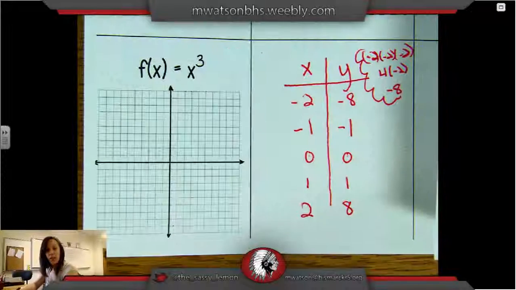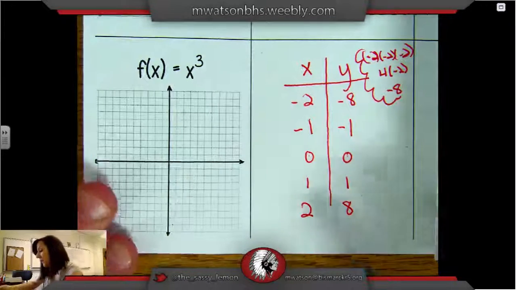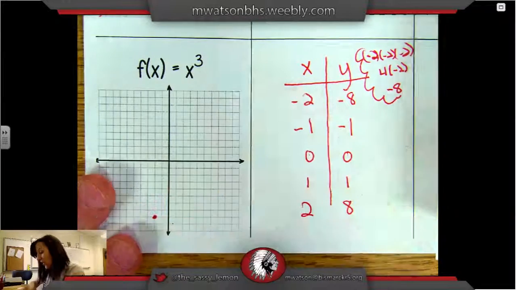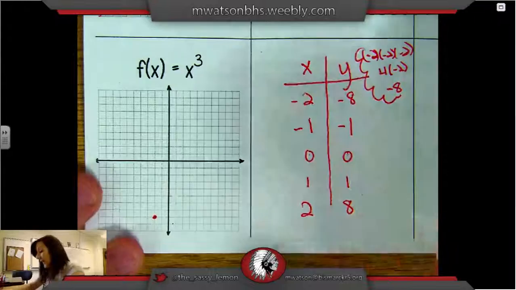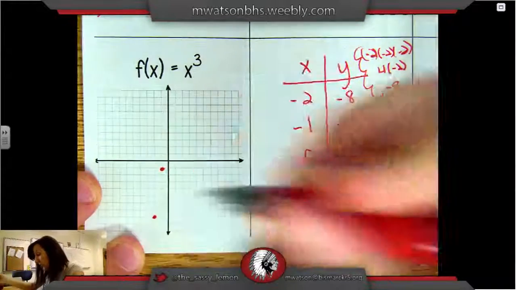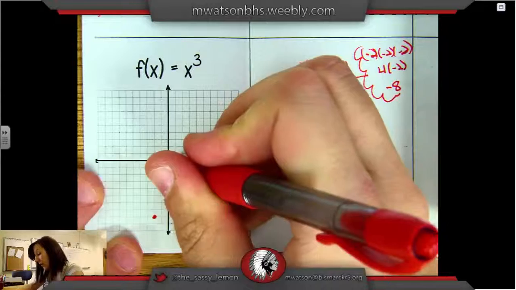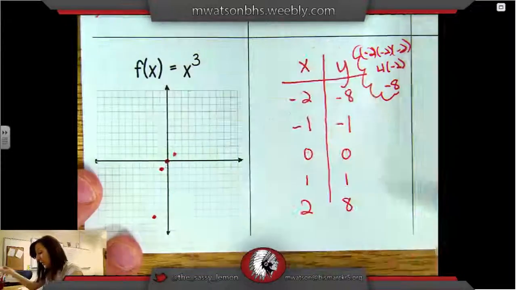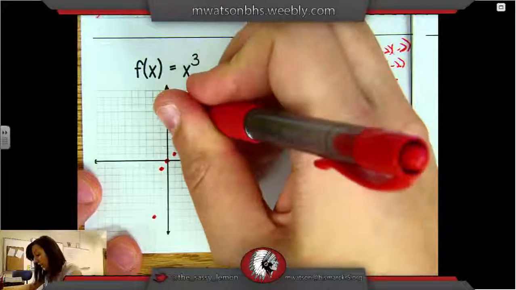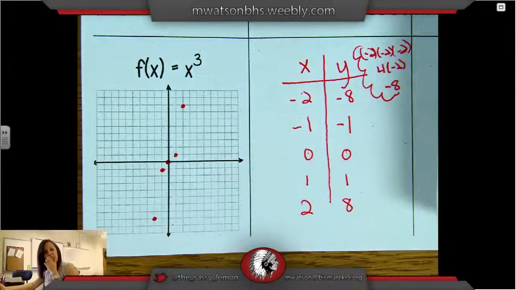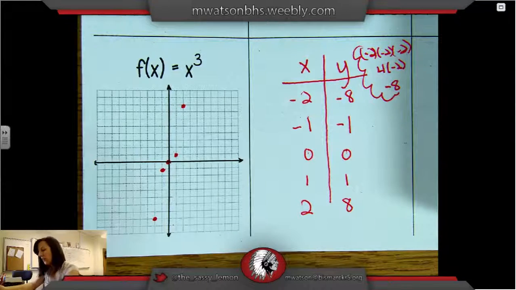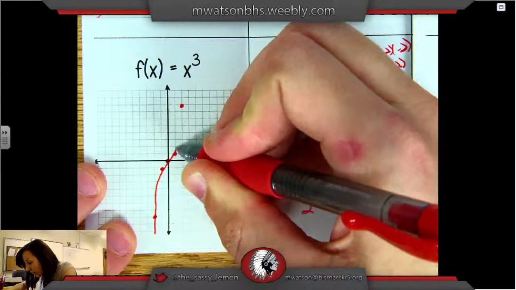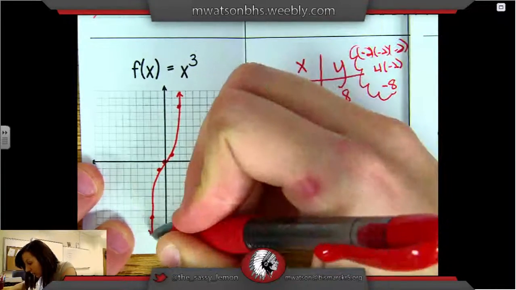So now we have our coordinates that we're going to graph. So let's graph -2, -8. Be careful when you're graphing these. Make sure you graph it properly. Then -1, -1. 0, 0. 1, 1. And 2, 8. So it looks kind of weird right now because you've never seen this before, but if we draw a smooth curve through here, this is what a cubic function looks like.